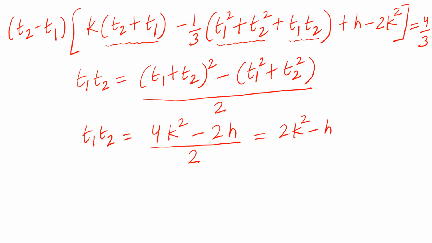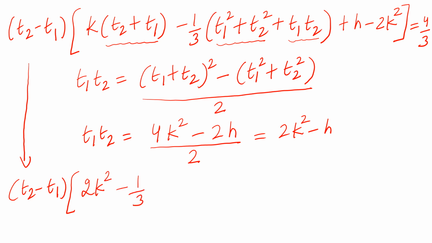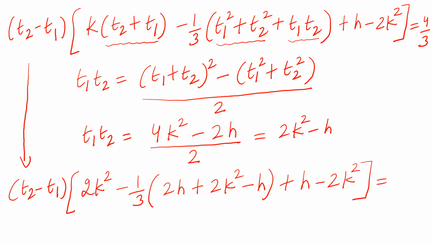Right? Now students, this equation can further be written as (t2 minus t1) into [k into (t1 plus t2), which is nothing but 2k square, minus 1 upon 3 into (2h plus t1 t2, and t1 t2 is 2k square minus h) plus h minus 2k square] equal to 4 upon 3.